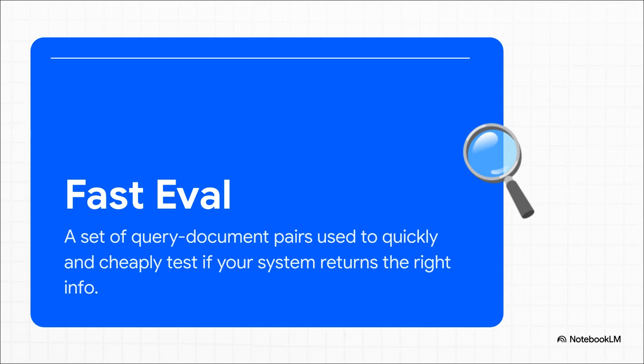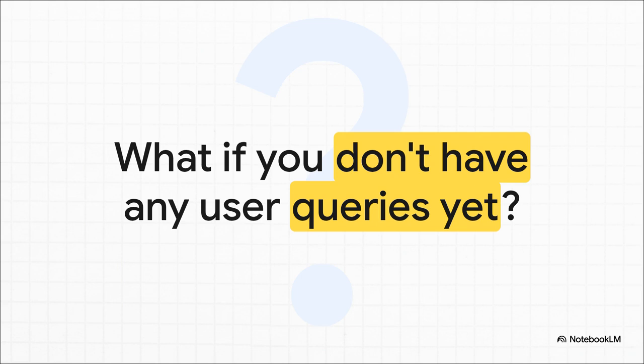Think of it like this. You create a golden data set of questions and the exact documents you expect as answers. Then you just run the test. You feed in the questions and see if the right documents pop out. The beauty of this is that it's lightning fast and super cheap, so you can experiment like crazy without breaking the bank.